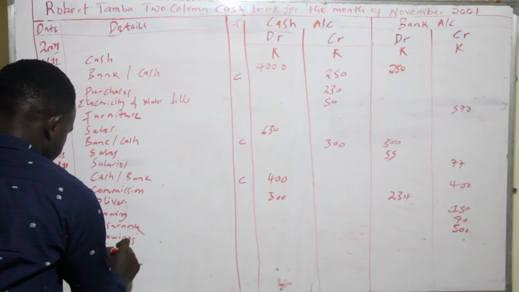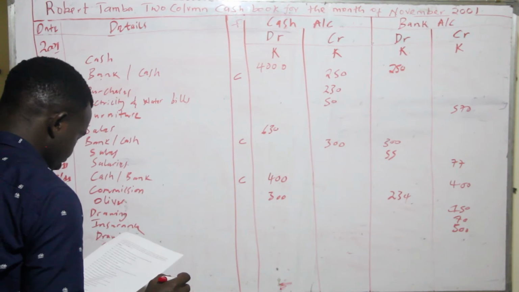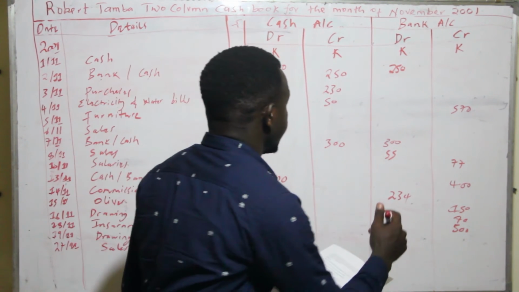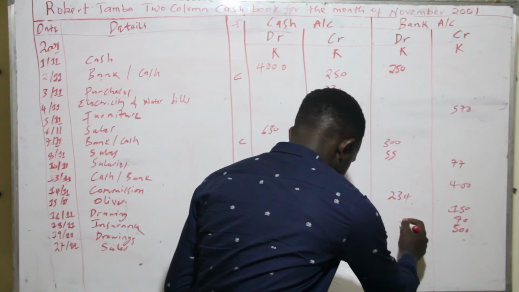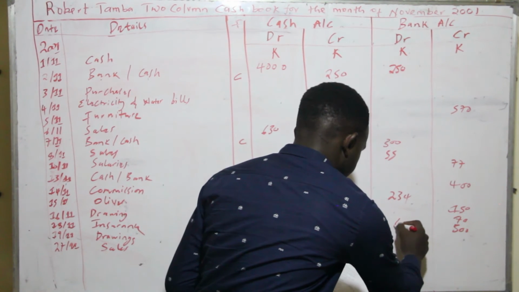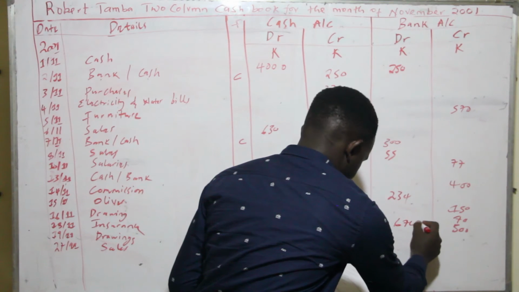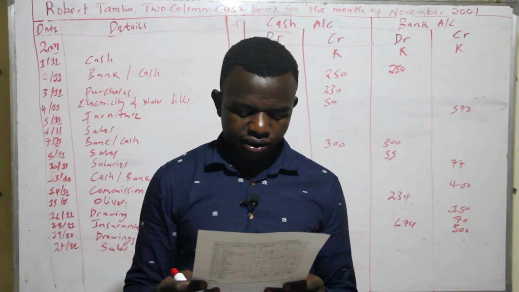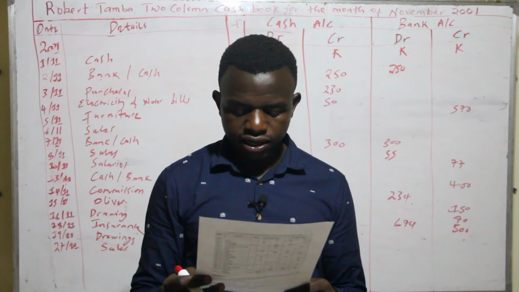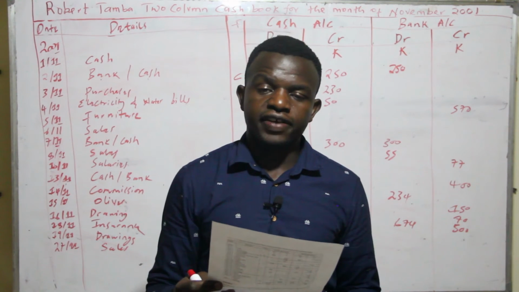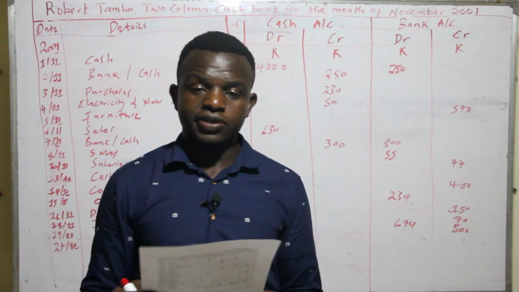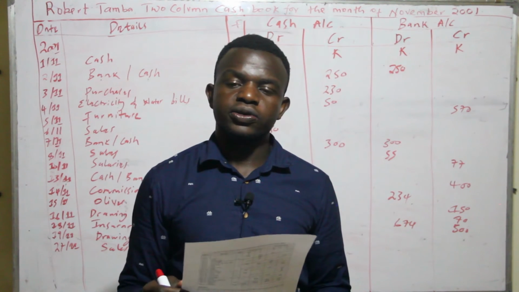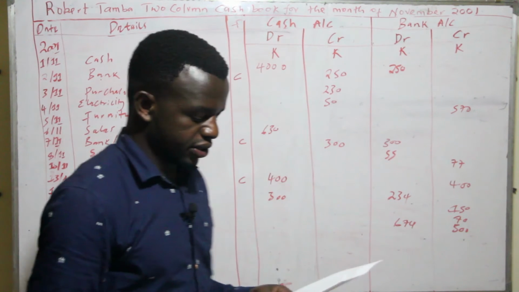So say sales, and since this was deposited direct into the bank, we'll debit the bank account by 674. Then on the 28th of November, paid for general expenses by cash amounting to 345 kwacha. For this type of transaction, money is going out of the business, and since we used cash, that means that we're going to credit the cash account.